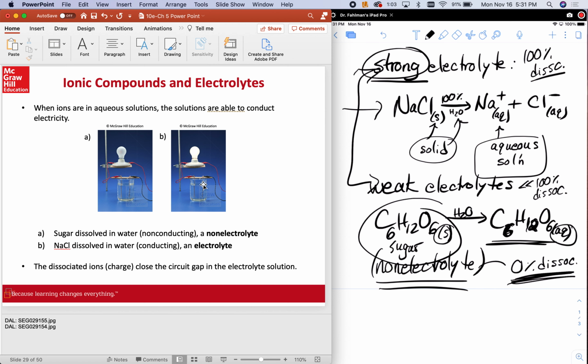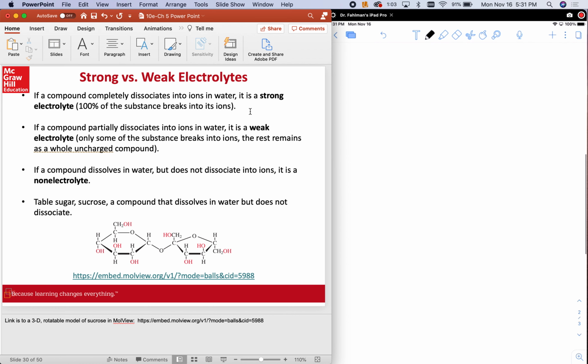So this kind of just summarizes what I talked about here on the whiteboard. If it completely dissociates into ions, it's a strong electrolyte. If it only partially dissociates, that's a weak electrolyte. And if it dissolves in water, but it doesn't break apart into ions, then it's a non-electrolyte. And so this is sucrose, a different sugar here, a disaccharide, because you've got two units. And so this does not dissociate.